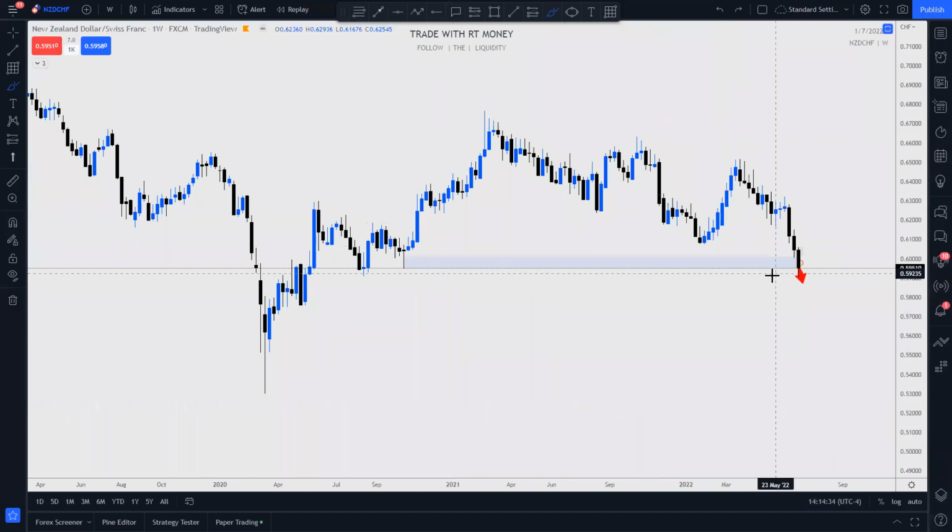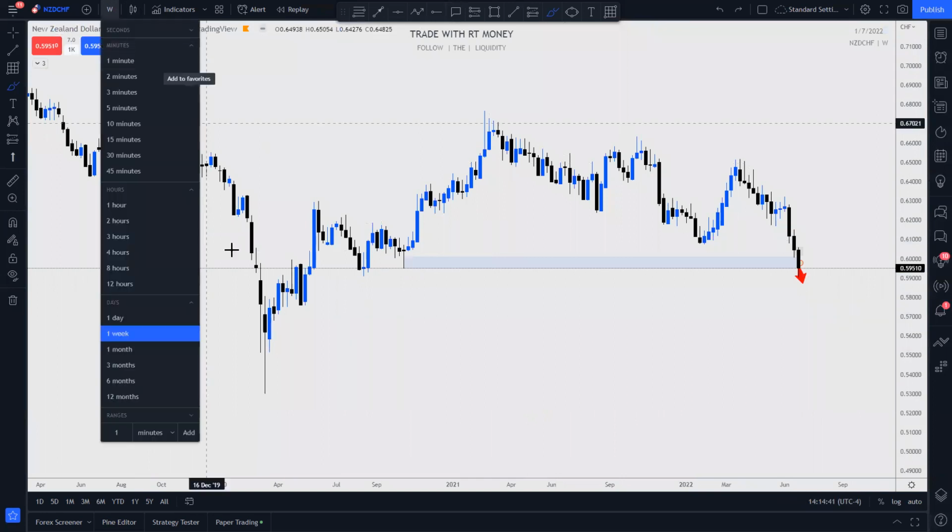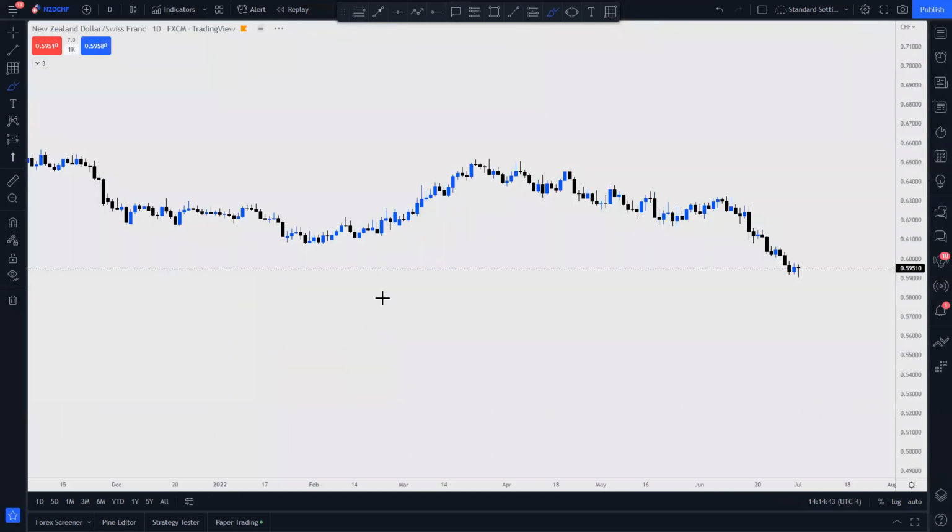But we are breaking this demand, and that means we should be looking for nothing but shorts. So we're bearish on the monthly. We're bearish on the weekly. Let's take a look at the daily.